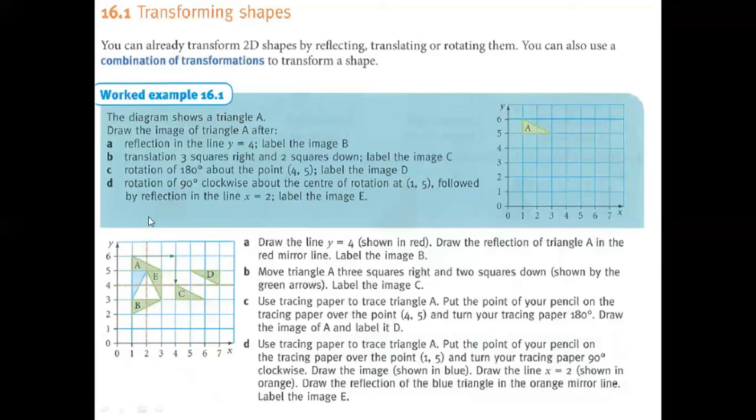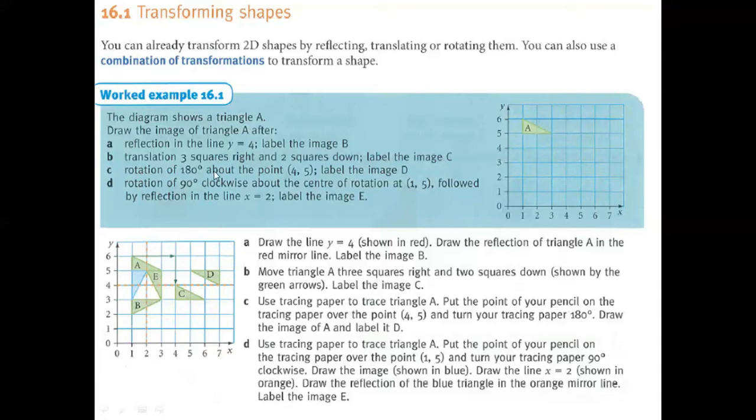Same as it is, translation. 3 squares right means from here to here, 3 squares right: 1, 2, and 3. And 2 squares down: 1 and 2. So where is this point? The point should be here. So it should be your C point.